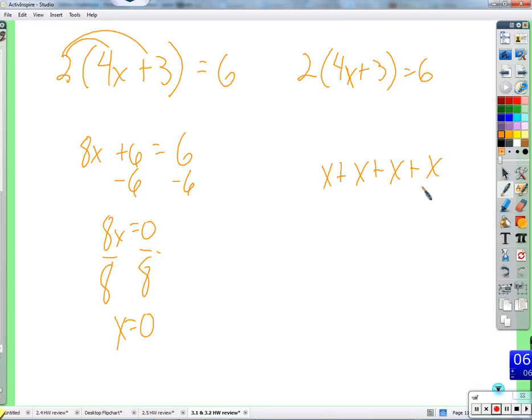And then if I say 2 times that, I'm saying 2 of those, 2 groups of those. Remember when we learned multiplication? Like, first day, 2 times 4 was 2 groups of 4? Right? So 2 times 4x is 2 groups of 4x. All we're doing is saying how many x's are there? 8 x's.